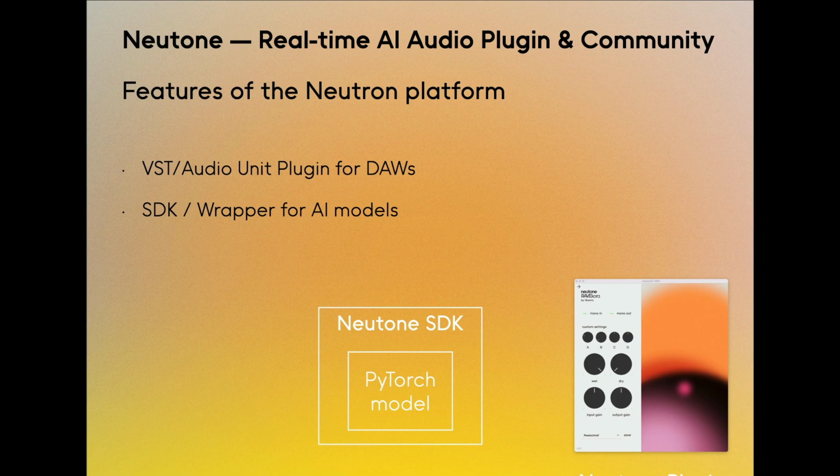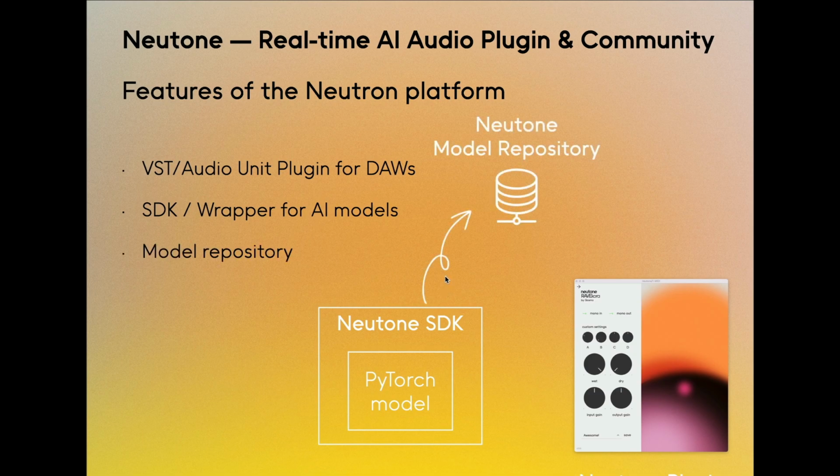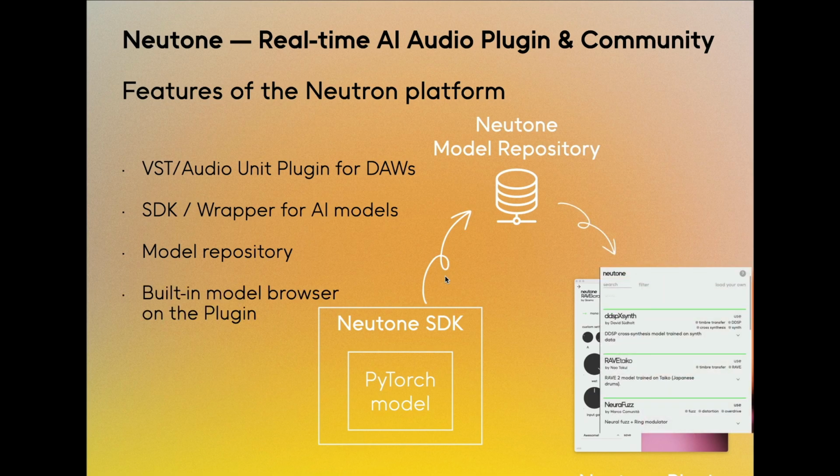We also provide an SDK and wrapper for AI models, so you can wrap any PyTorch model into a Neutone plugin. Once you install the plugin, you can browse, download, and use any models on the Neutone repository in your favorite digital audio workstation. It's worth noting that the plugin works in real time. I think that's crucial if you think about the working process of musicians and the live performance environment.